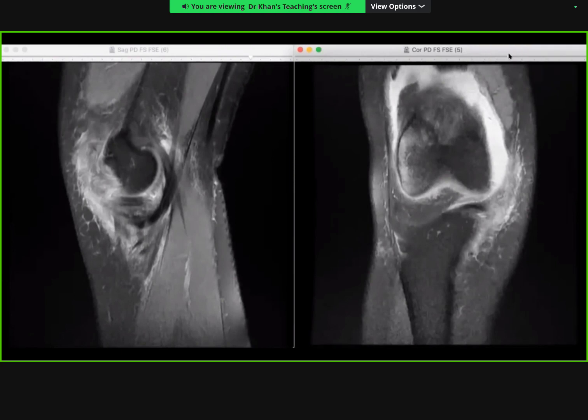Okay, so there's a complete PCL tear with lateral femoral condyle bone contusion and knee joint effusion. So this is in keeping with a dashboard injury with a complete PCL tear. Okay, so we'll take the remote control back. Well done. So in summary, it was a dashboard injury with rupture of the PCL.